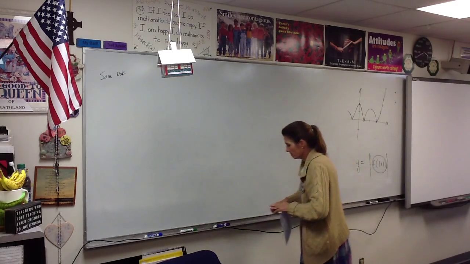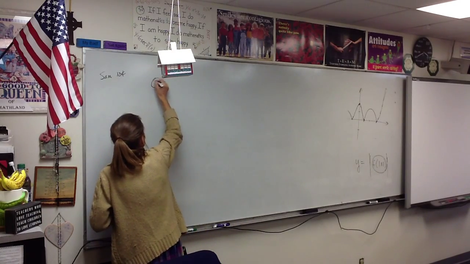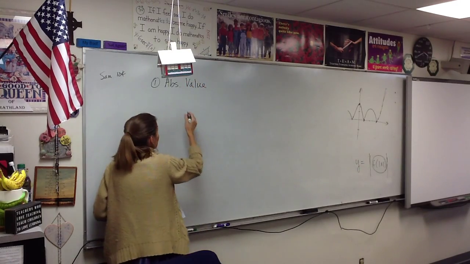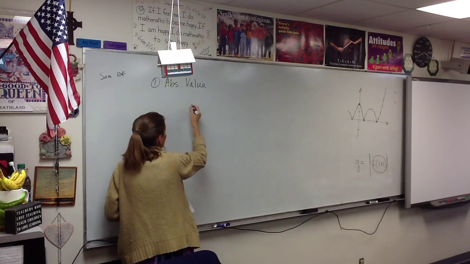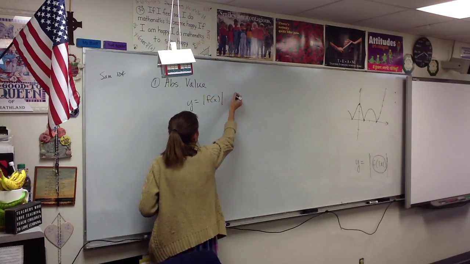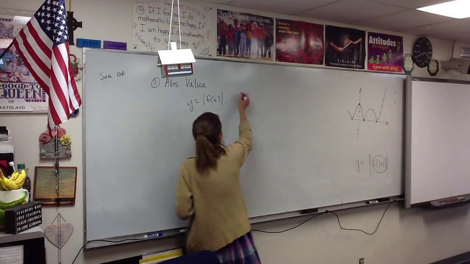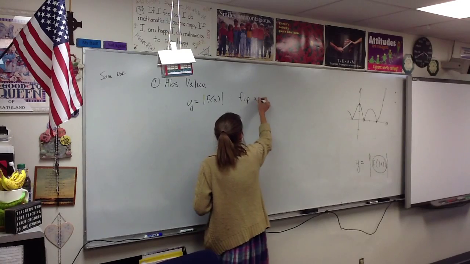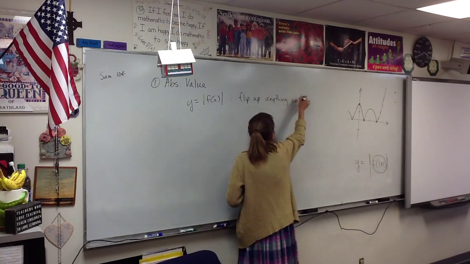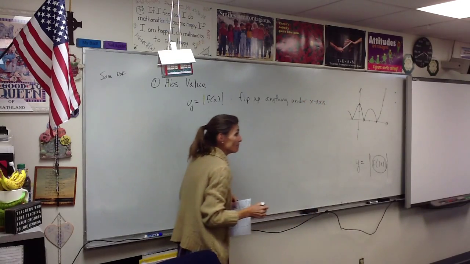Let's make a list. We know we're supposed to be able to handle absolute value. We just learned that today. So there's two kinds of absolute value. If it's the absolute value of the whole thing, what's our rule? What do we do? Flip up anything under the x-axis. Would you agree with that? Is that a good way of saying that? Yeah.